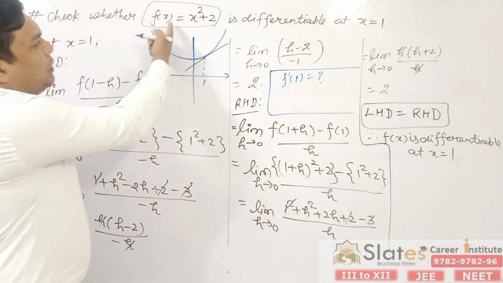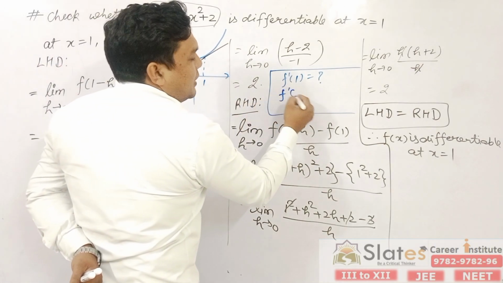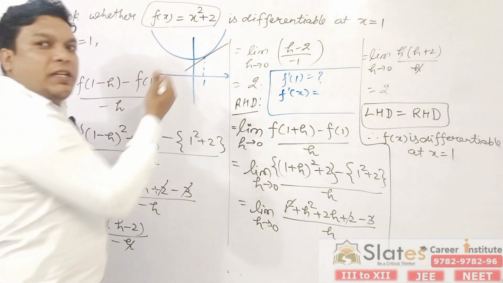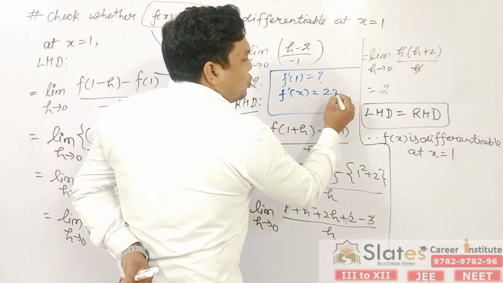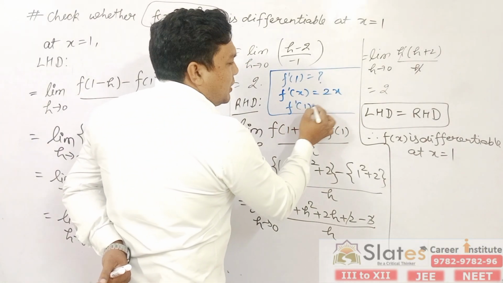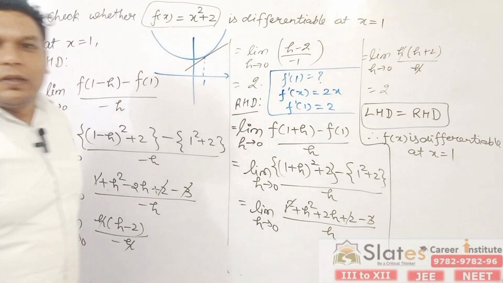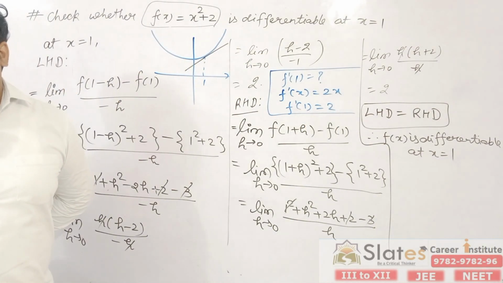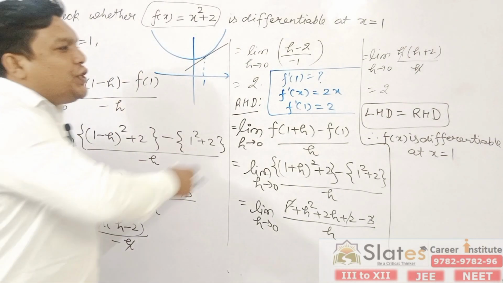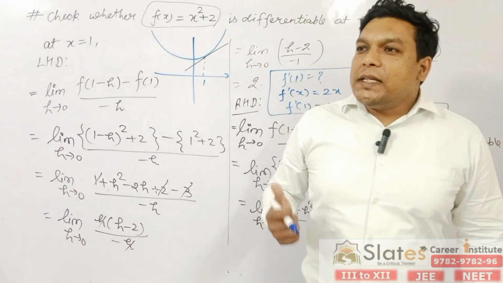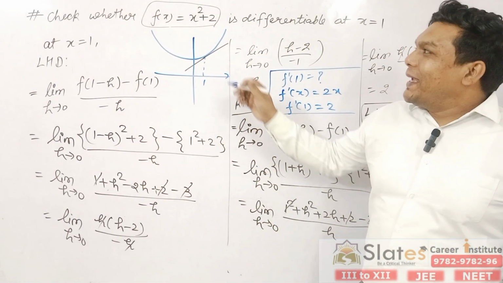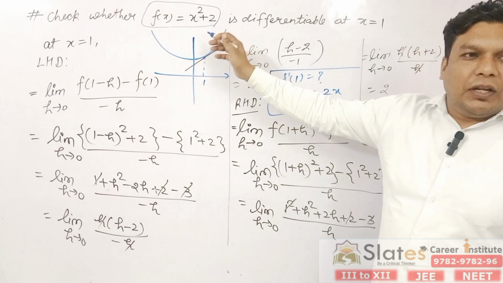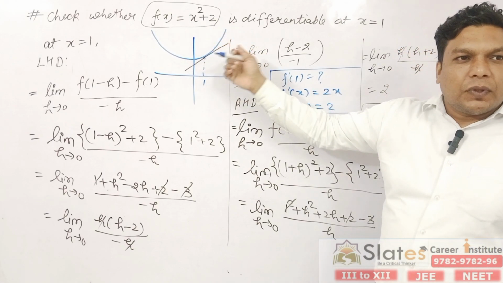So let's find its differentiation, f dash x. What is f dash x? Derivative of x square is 2x, plus derivative of 2 is 0. So it is 2x. Now what is f dash 1? It is 2. Notice what is going on. This LHD and RHD is giving you the derivative at that point, which we calculate directly by differentiating this. Okay, getting my point?